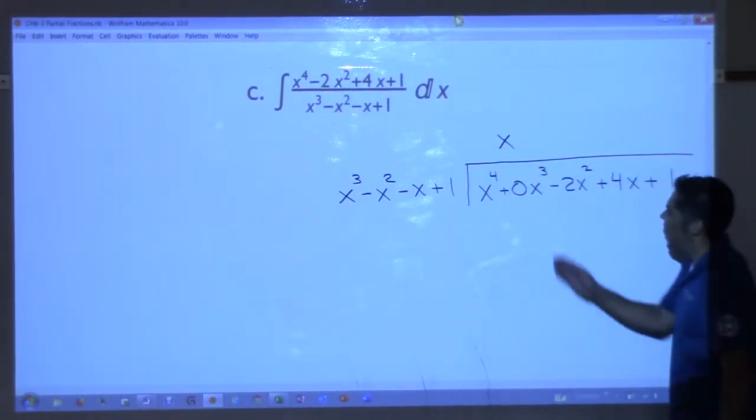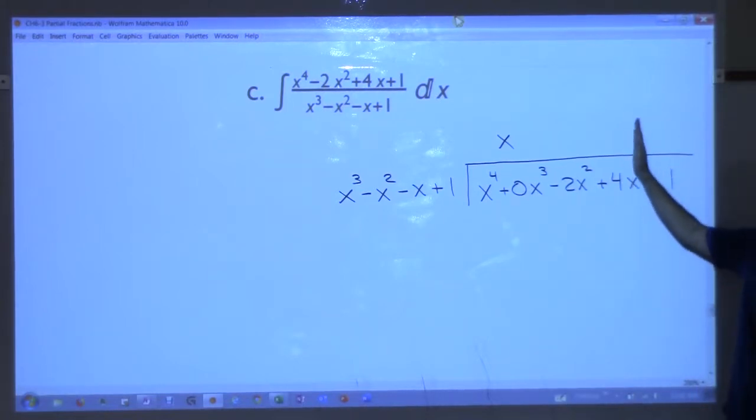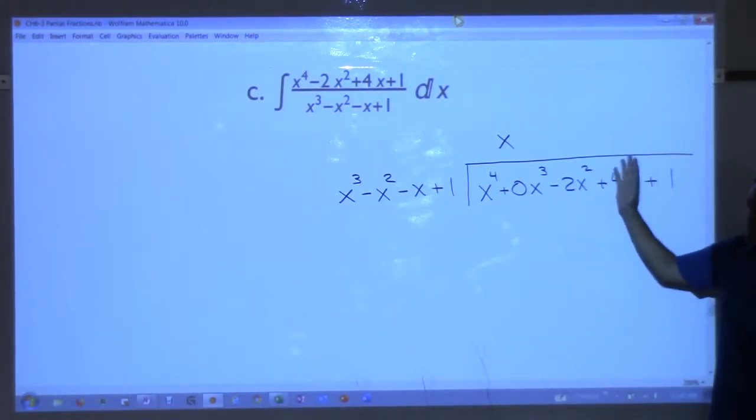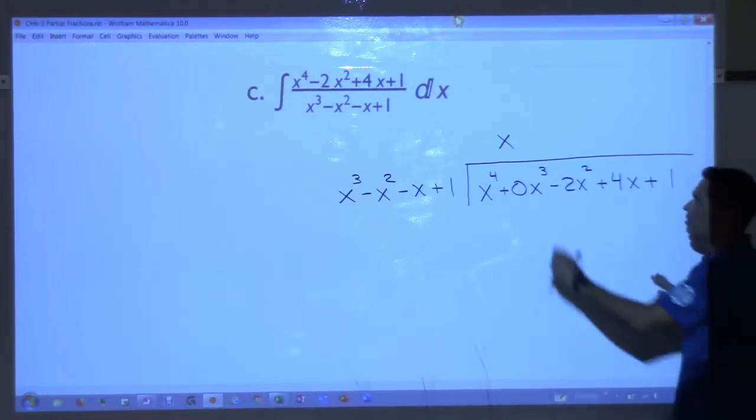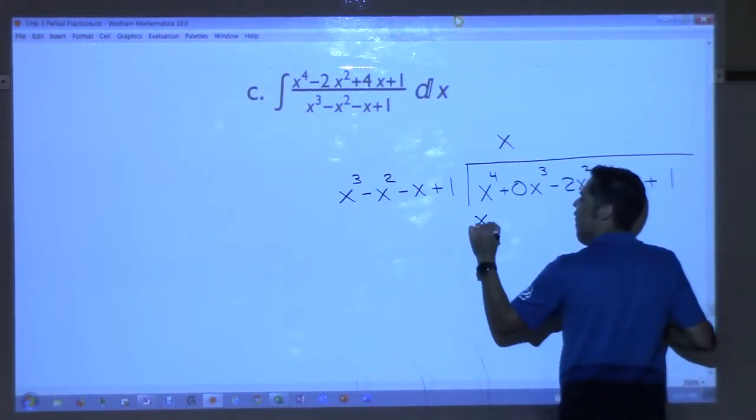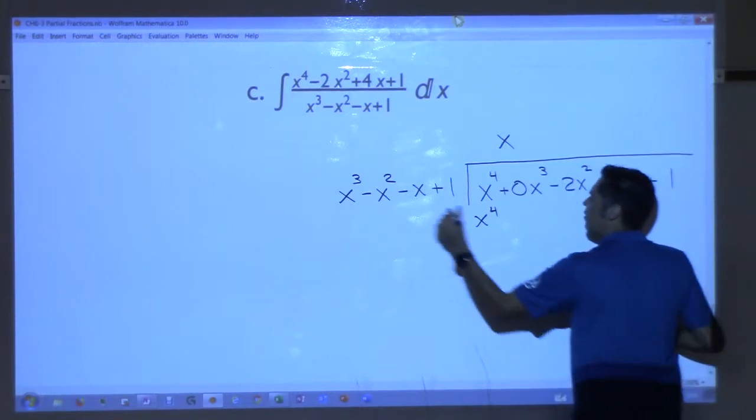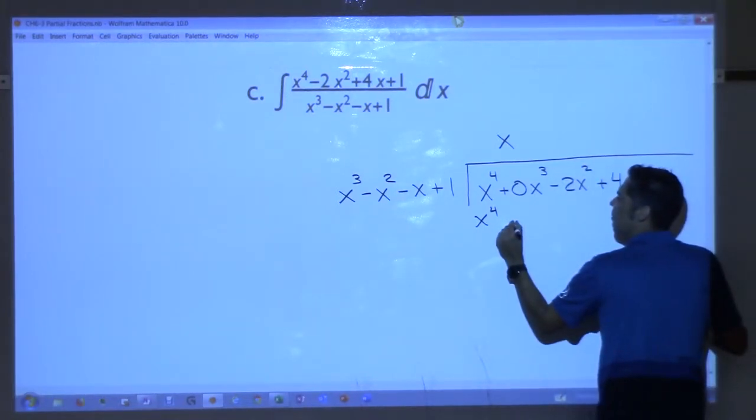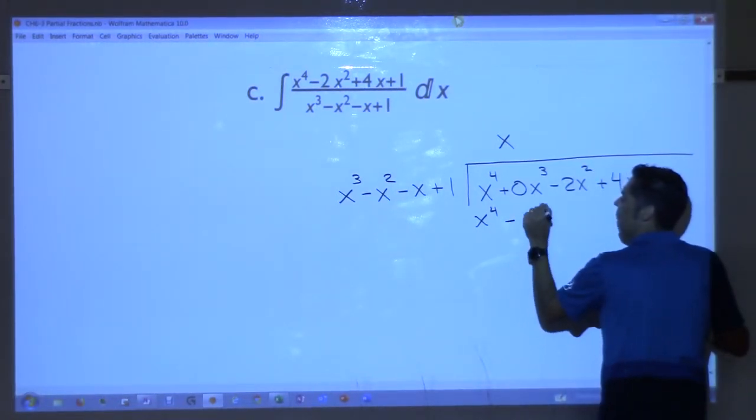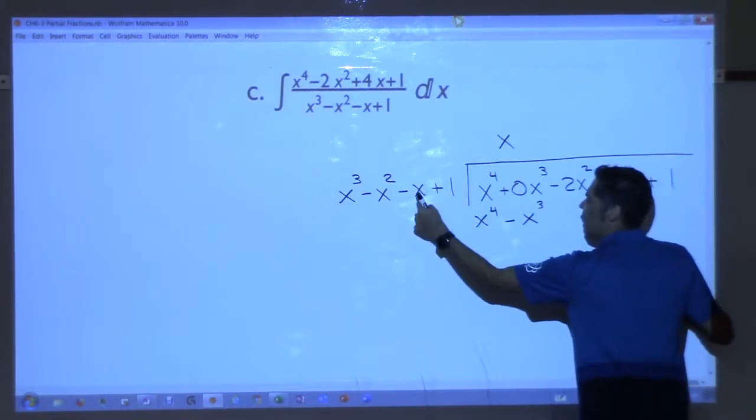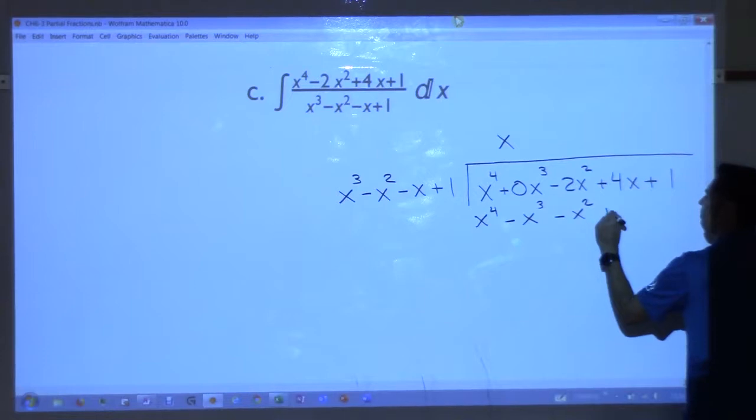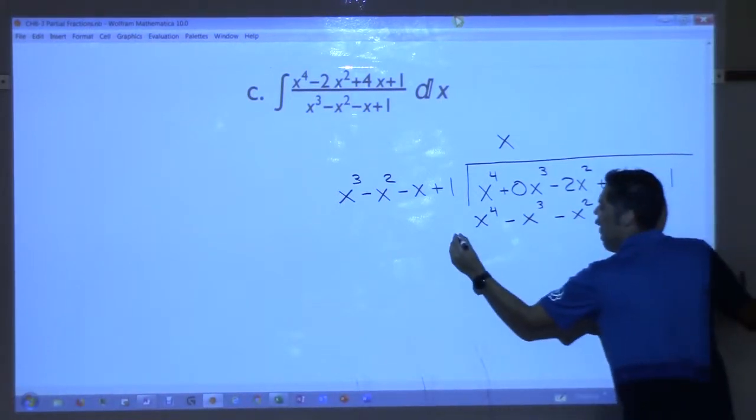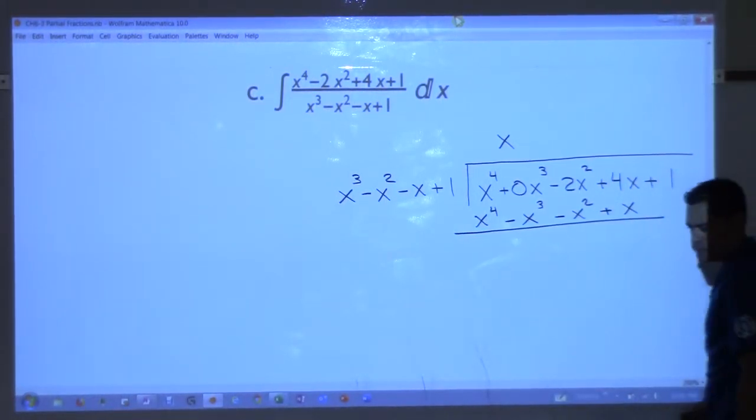I know sometimes you're taught to put the x above the x here or something. It doesn't matter. Put it anywhere up there. But down here you have to line things up. So x to the 4th minus x cubed, right? Minus x squared plus x. Then we come through and subtract.